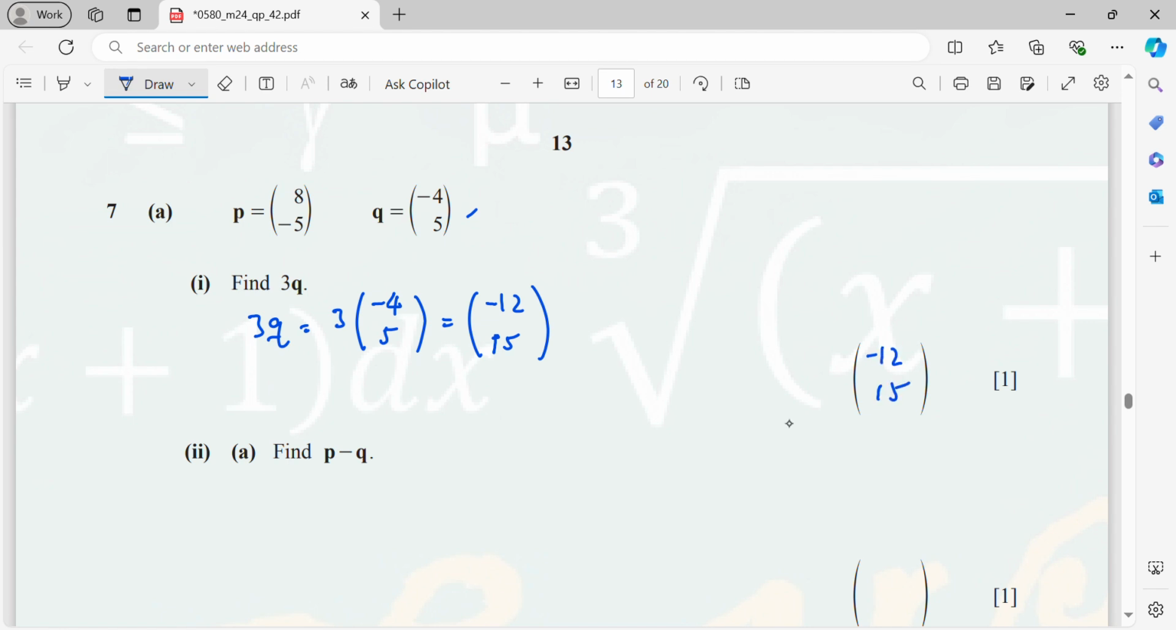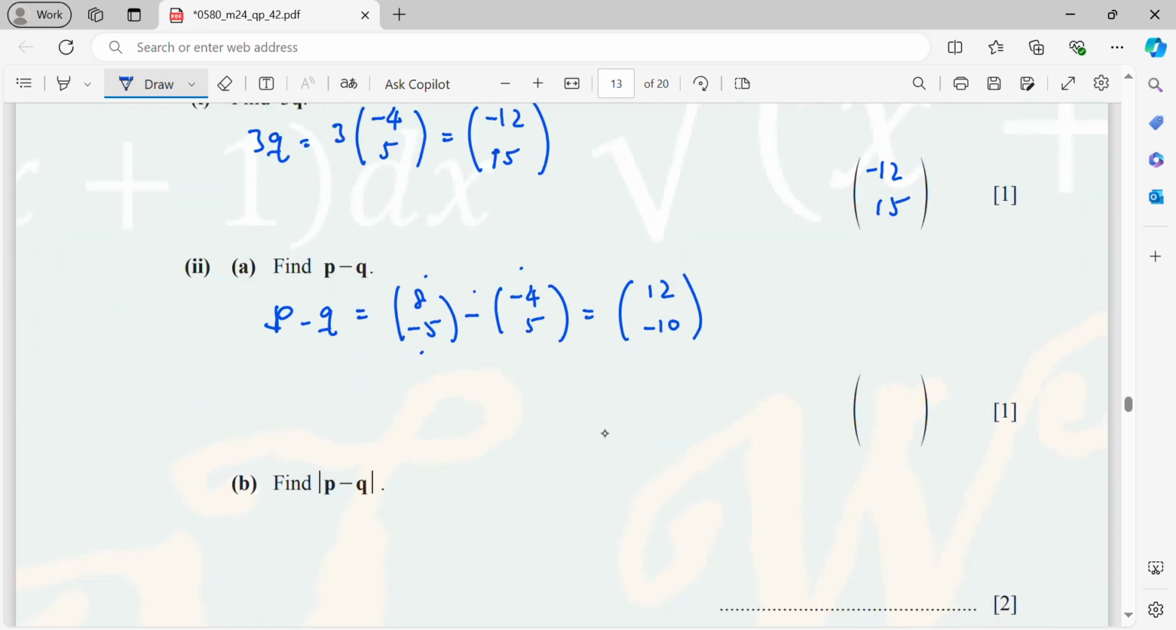Now, find P minus Q. So P minus Q, that will be 8, minus 5, minus minus 4, 5. That is P minus Q. So 8 minus negative 4 is 12. Minus 5 minus another 5, minus 10. So then the vector is 12, negative 10.